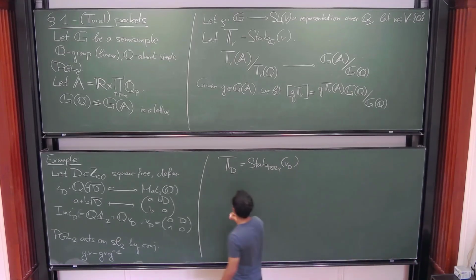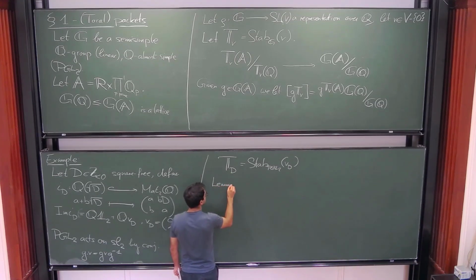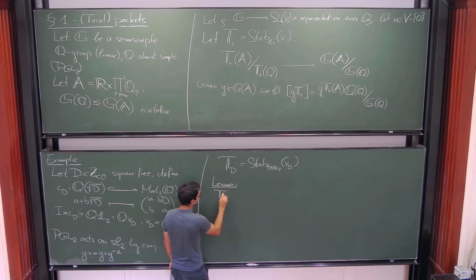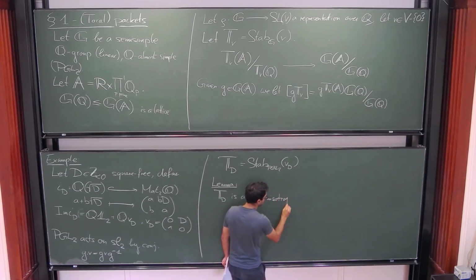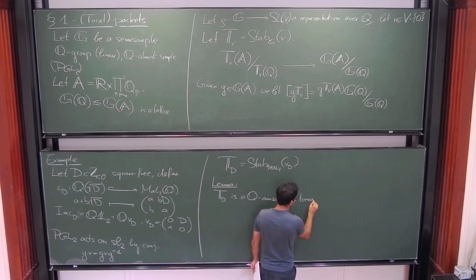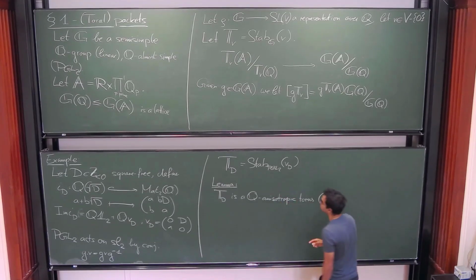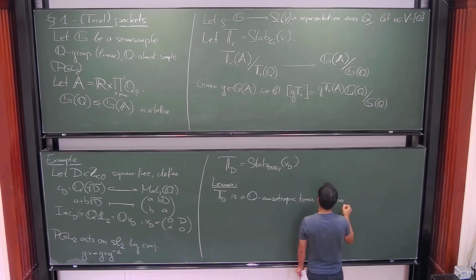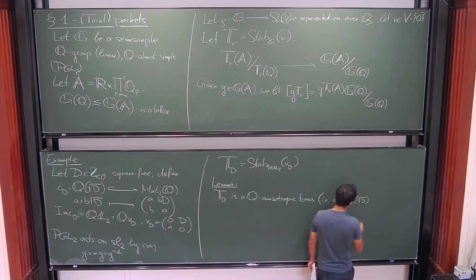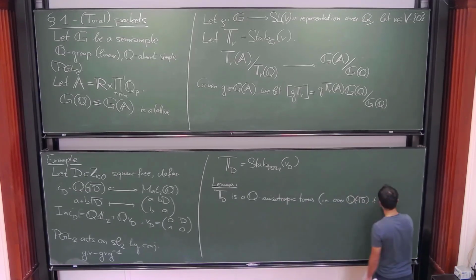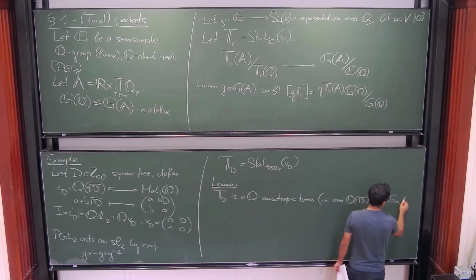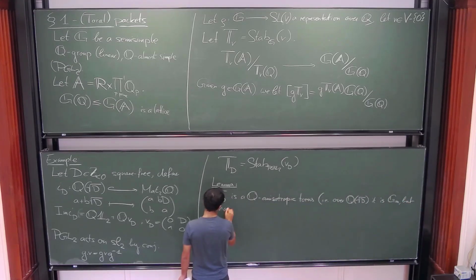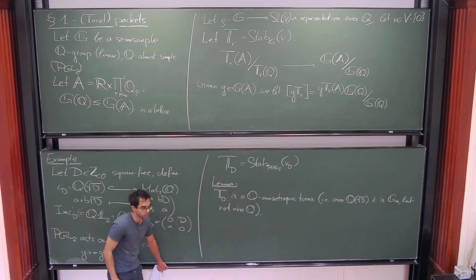Okay. So let me give you the following lemma. TD is a Q anisotropic torus. More precisely, as an algebraic group over, in this case, Q(square root D), it is just the multiplicative group, but not over Q. Okay, the Q points are not.